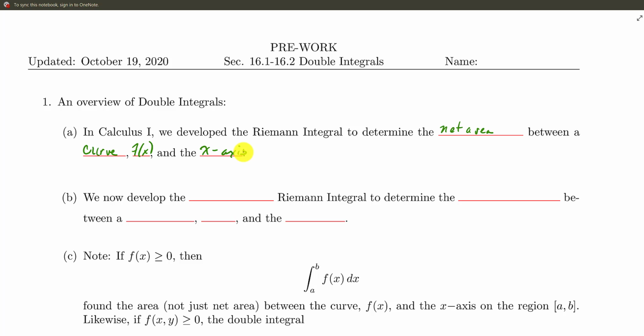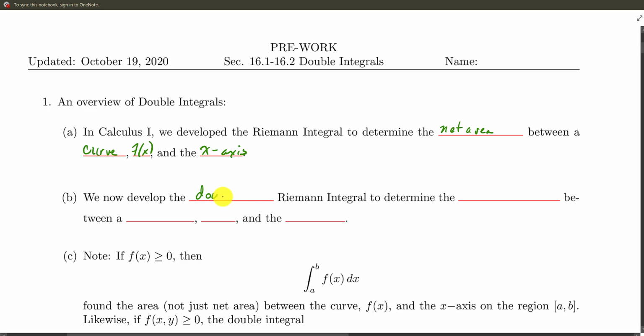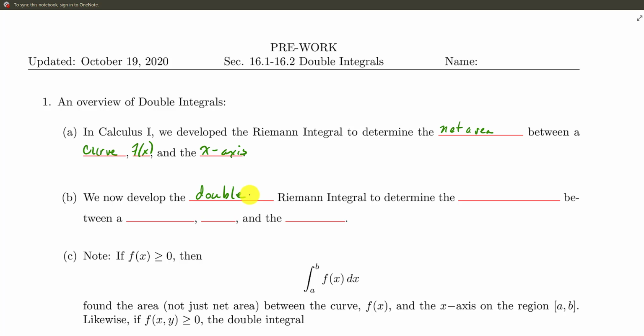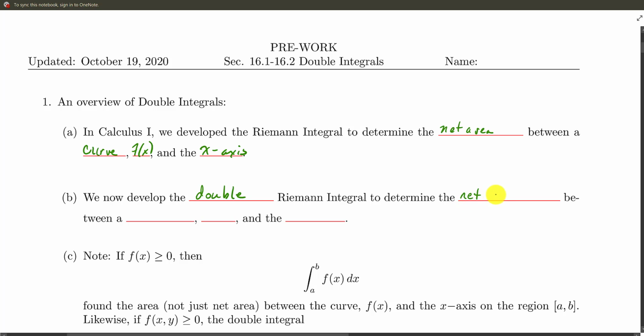So now we're going to develop the double Riemann integral, and in fact later on in this chapter we'll develop the triple Riemann integral. But the purpose of the double Riemann integral is to determine not the net area but the net volume between a surface f of x y, that's how we denote a general surface in R3, and the xy plane. Okay.